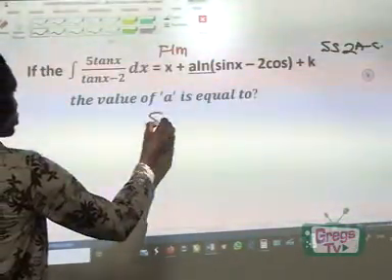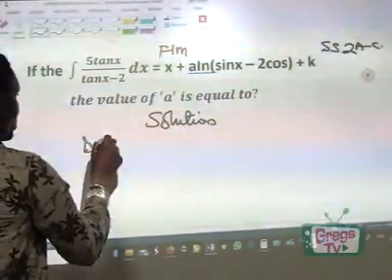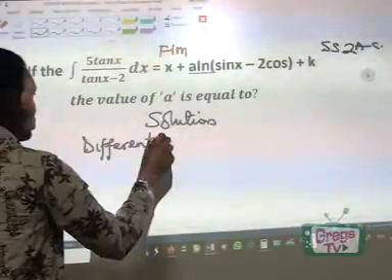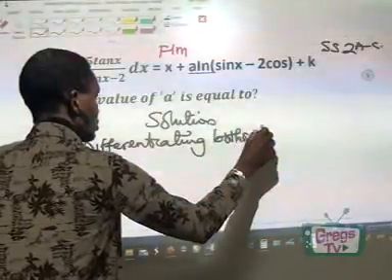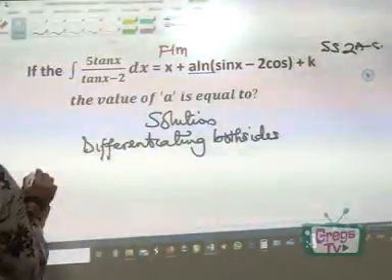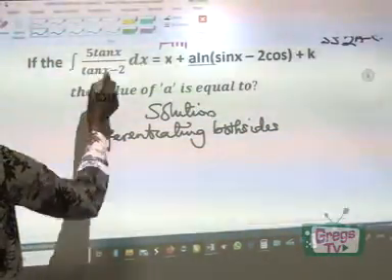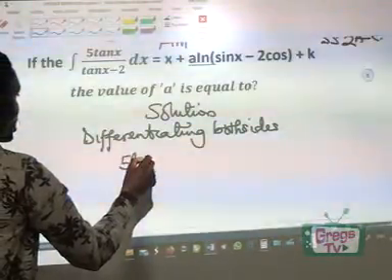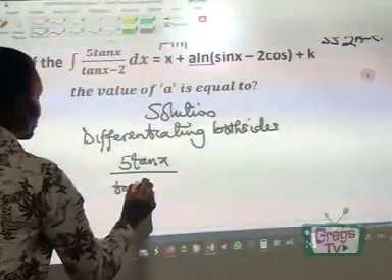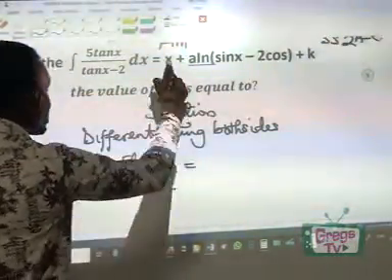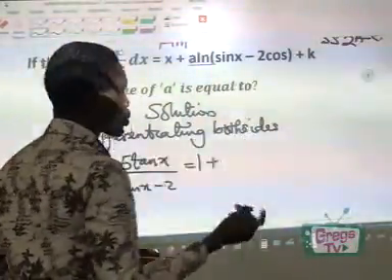The first thing is the solution. So we have differentiating both sides. If I differentiate the integral of this, of course, it will just cancel the integration and I will have my values back. Tan x minus 2 equal to, if I differentiate x, the answer is 1, plus, now I have a ln sin x minus 2 cos x.